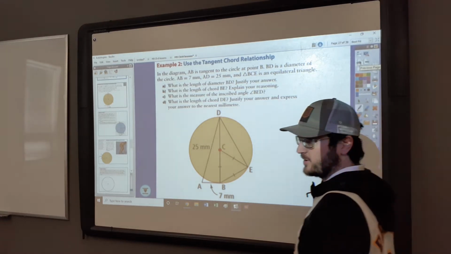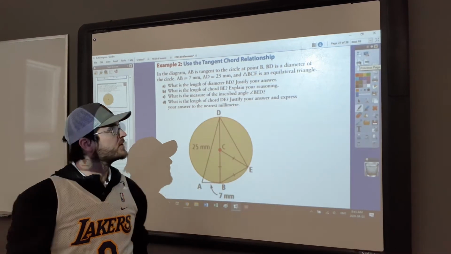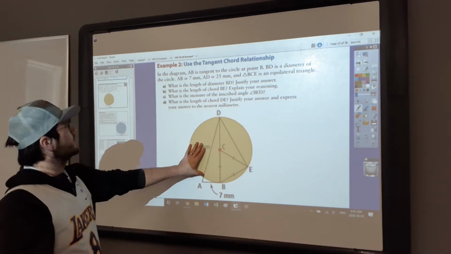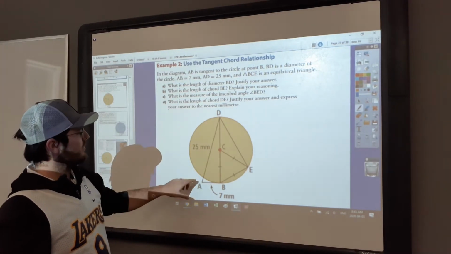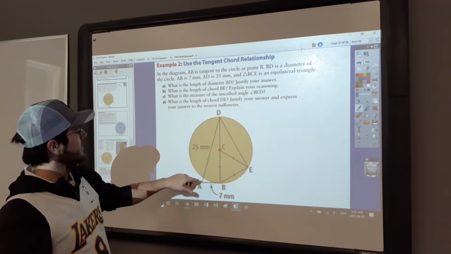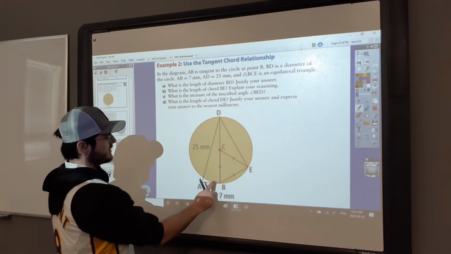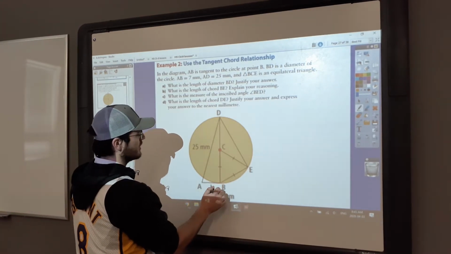All right, we're just going to finish off 10.3 with the last couple examples here. So we've got this situation here in the diagram. It tells us a bunch of information. It looks like they've put it all on there. AB is tangent. Notice that this one says AB is tangent at point B.